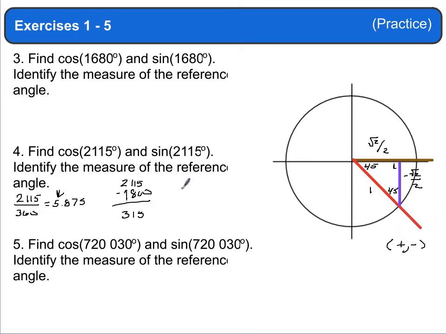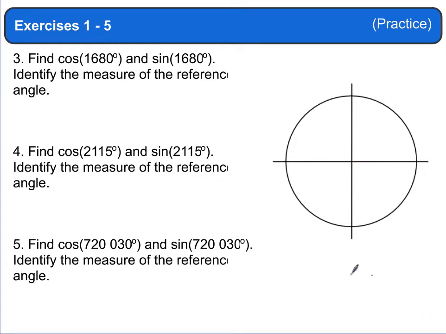And so when I want to know the cosine of 2,115, we say that would be the square root of 2 over 2. And the sine of 2,115 would be the negative square root of 2 over 2, because the y value is negative in that particular quadrant.